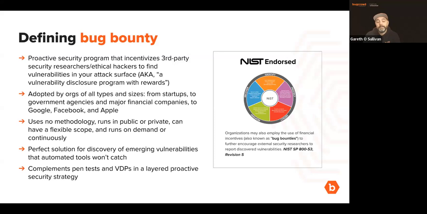bug bounty will identify issues that have been missed or overlooked by other testing approaches. So it can complement stuff. It can be an extra layer. It can be a replacement, if you like. But again, a very, very powerful testing approach.